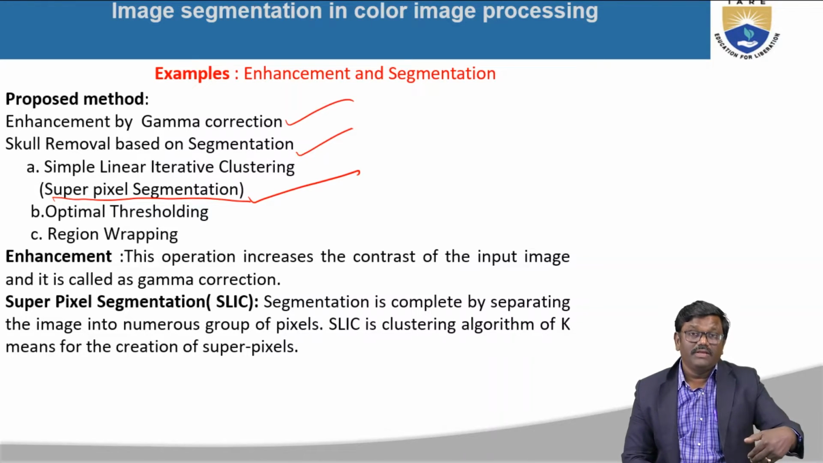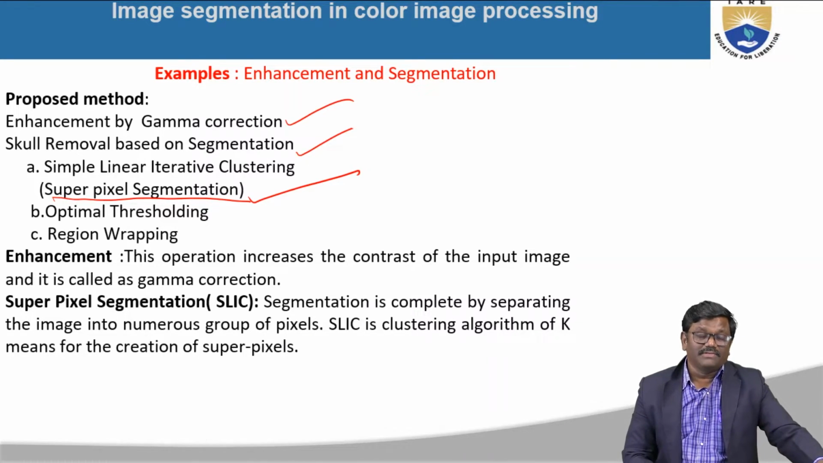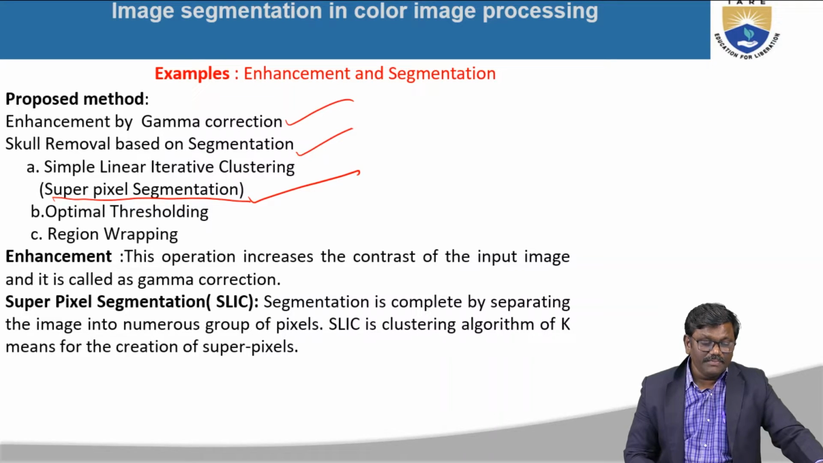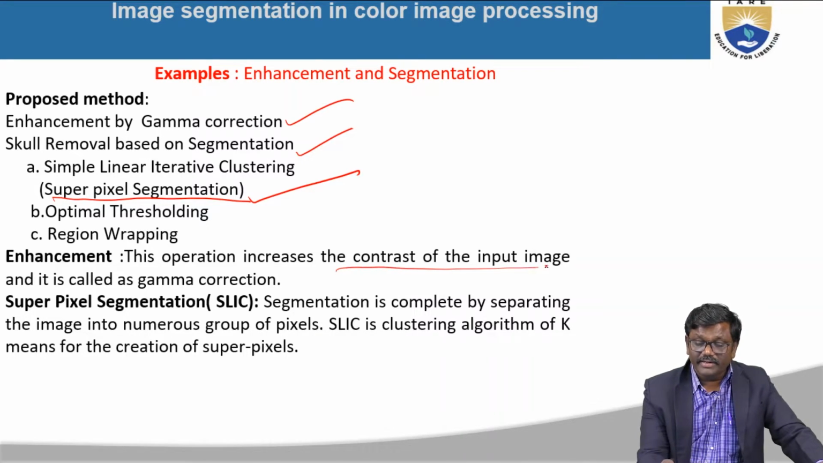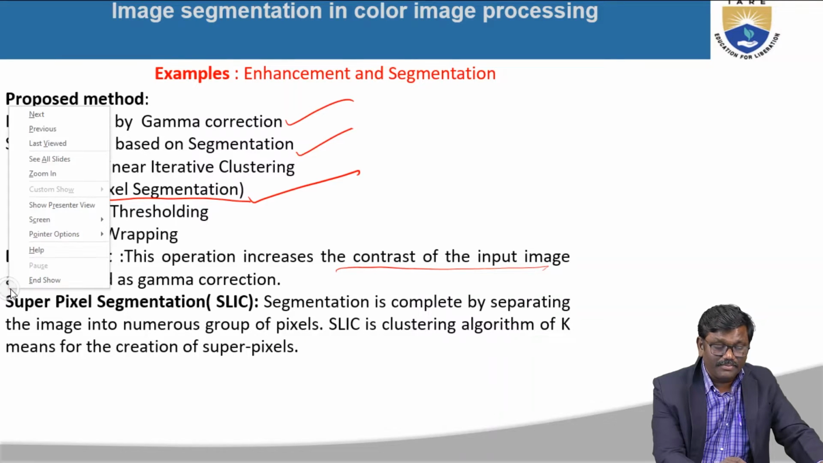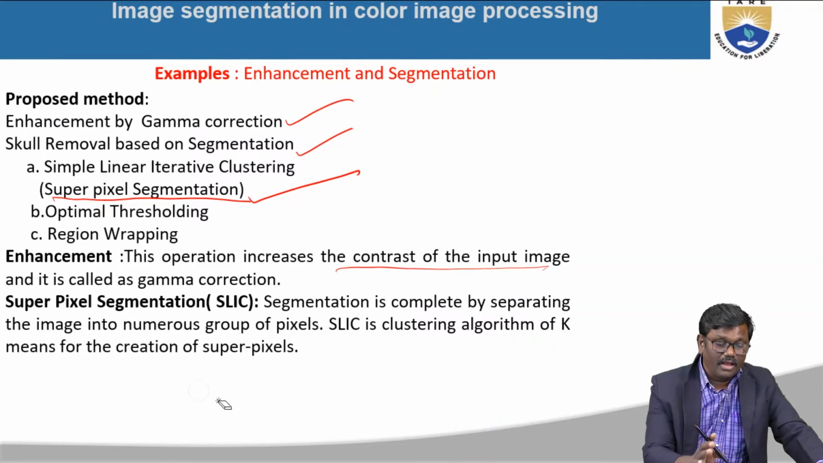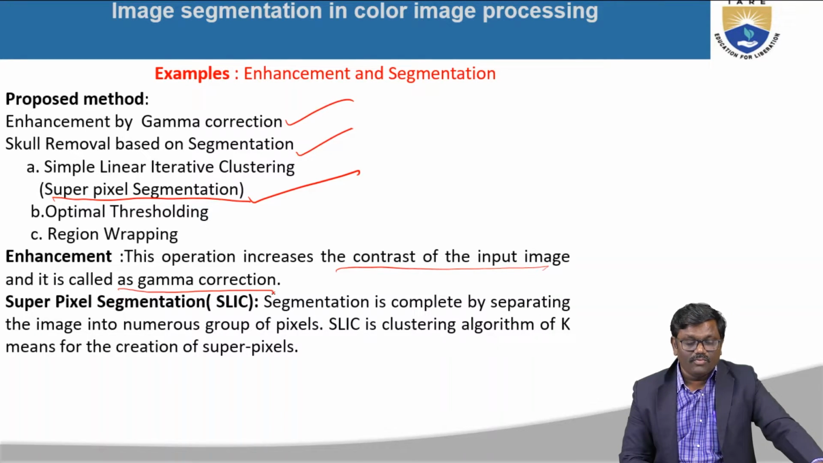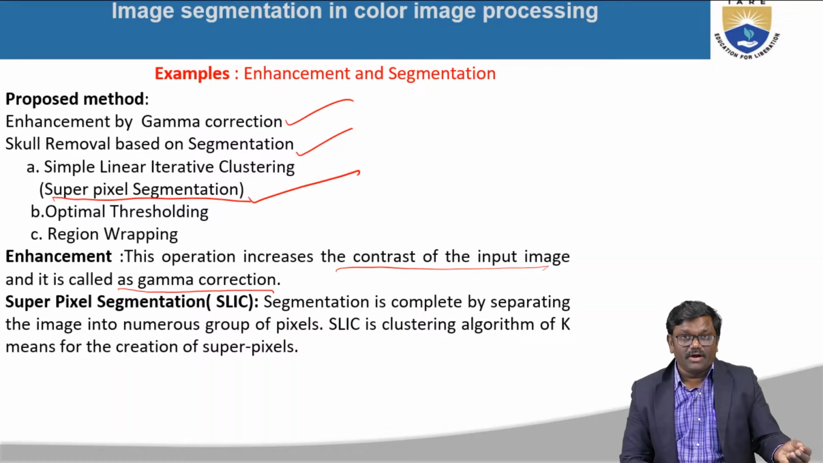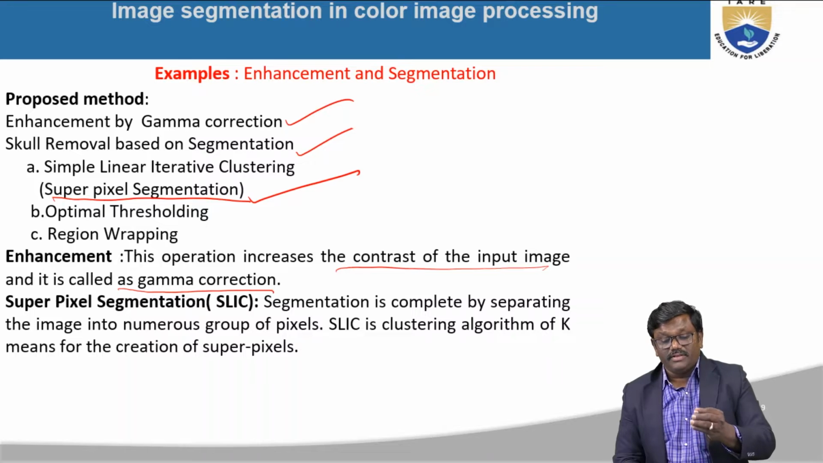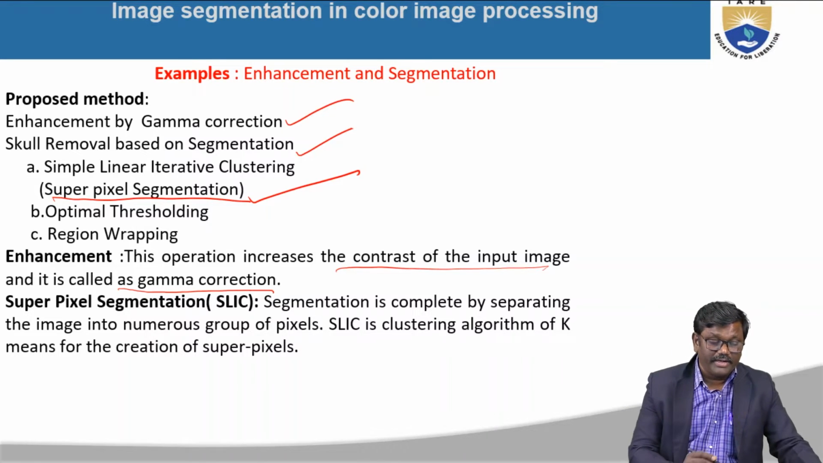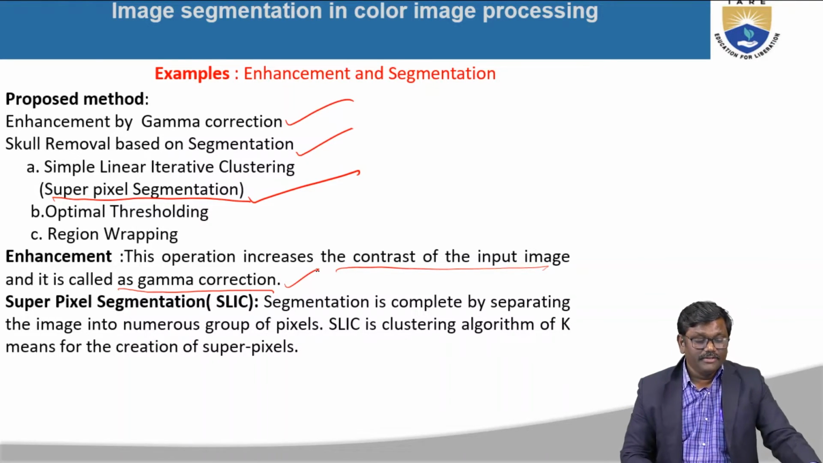So that we are going to see in the coming slides. That means you are supposed to understand that enhancement happens in terms of the contrast of your selected image, nothing but the input image, and then you use gamma correction. So enhancement is the operational process of increasing the contrast of the input image, and it is called gamma correction.